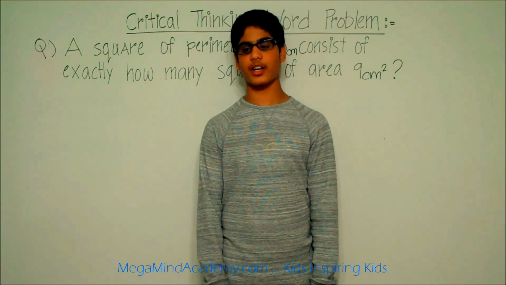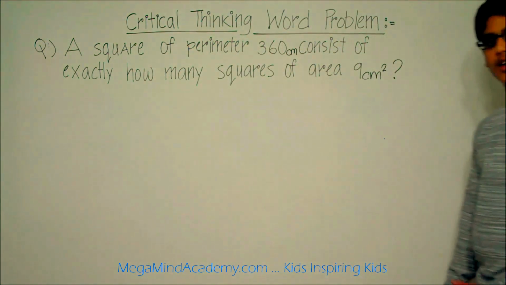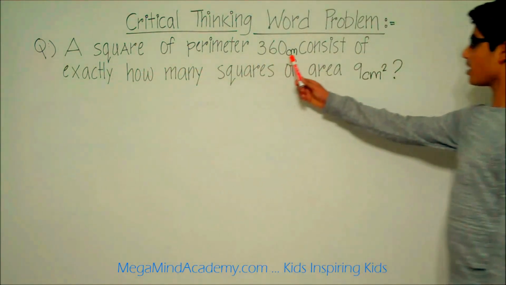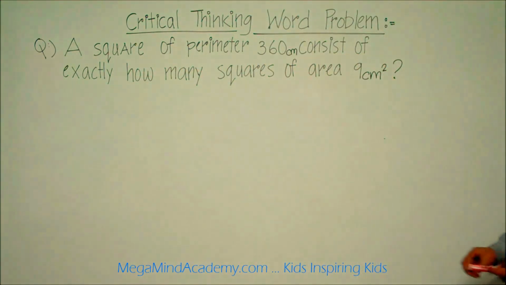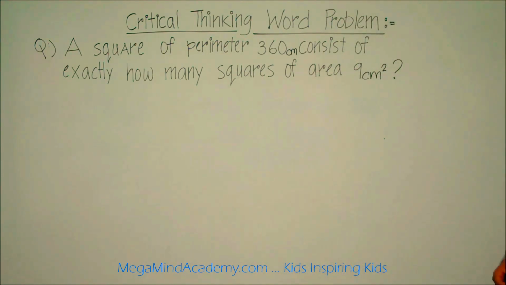Today we're going to learn about critical thinking word problems. Let's say we have a problem like this. A square of perimeter 360 centimeters consists of exactly how many squares of area 9 centimeters squared?